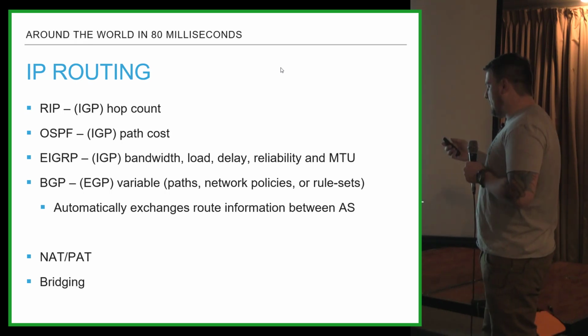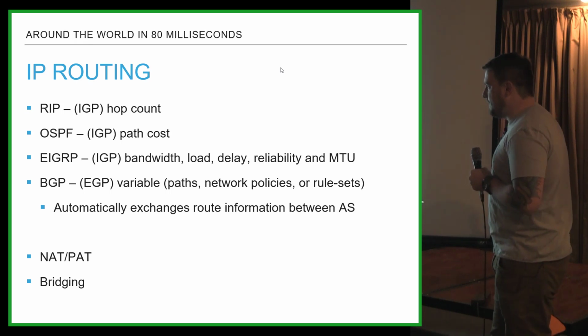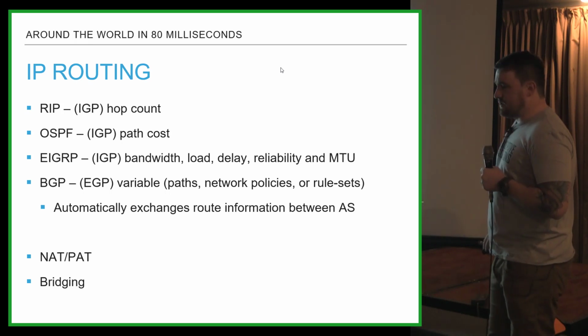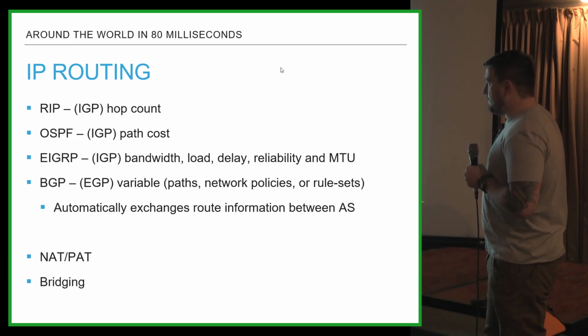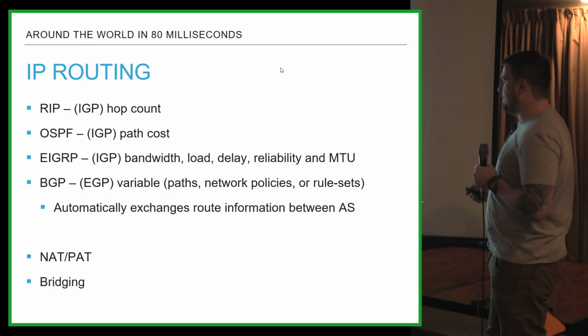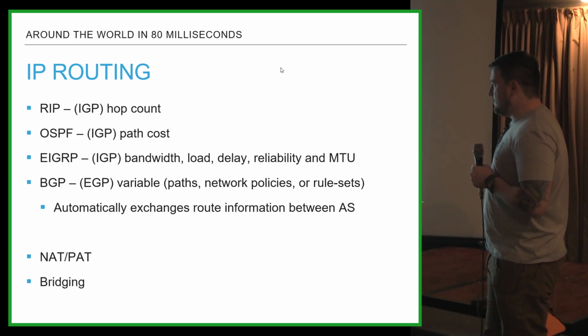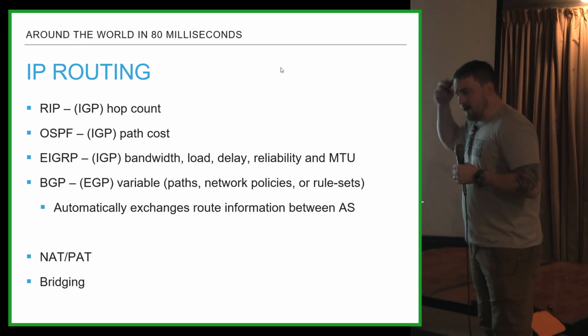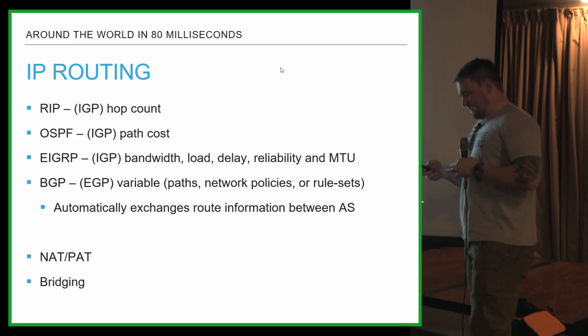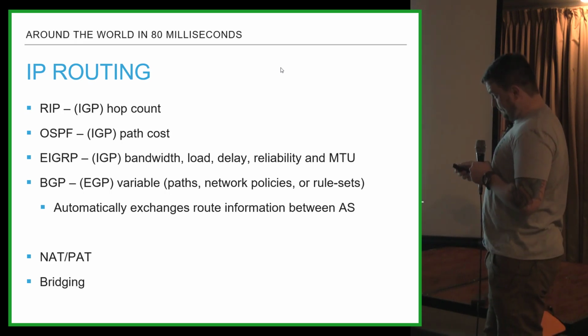networks. That's where we move on to EIGRP, which takes into account a lot of different variables to make very smart routing decisions: bandwidth of the link, load of the link, delay, reliability, and maximum transmission unit. Those are all interior gateway protocols. They're used to operate inside of an autonomous system, which we're going to talk about later.